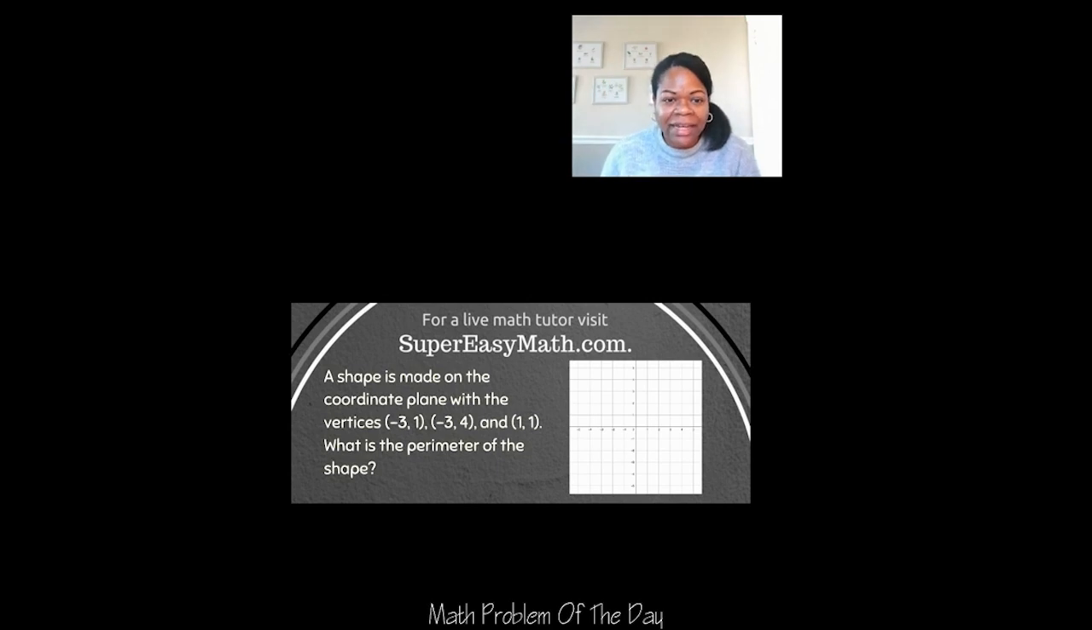Today's math problem of the day says a shape is made on the coordinate plane with the vertices (-3, 1), (-3, 4), and (1, 1). What is the perimeter of the shape?